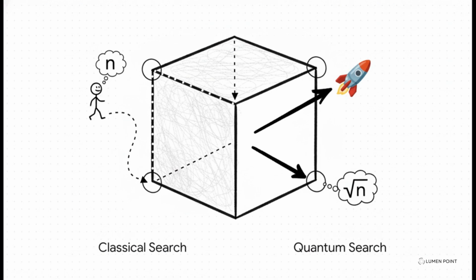This is the perfect analogy. A classical search is like trying to get to the opposite corner of a cube, but you're only allowed to walk along the edges. You have to take all n steps. But a quantum search lets you cut straight through the middle, right across the diagonal. That path is way shorter. Its length is the square root of n. See? You're not checking every single path at once. You're taking one path. It just happens to be a much, much shorter one.